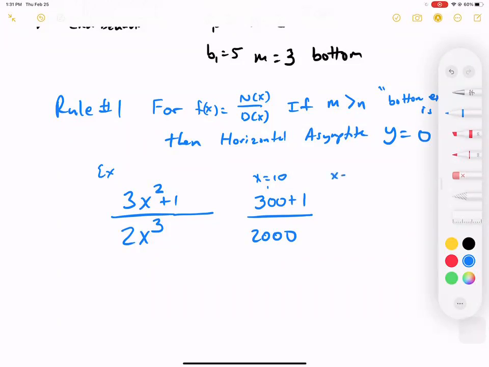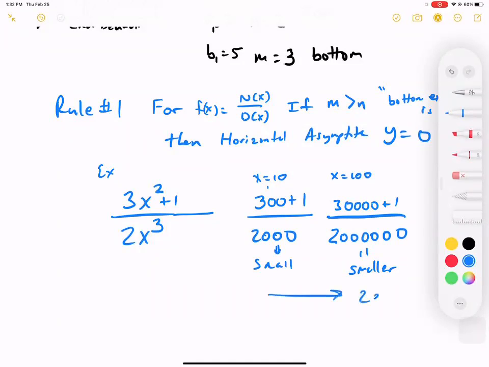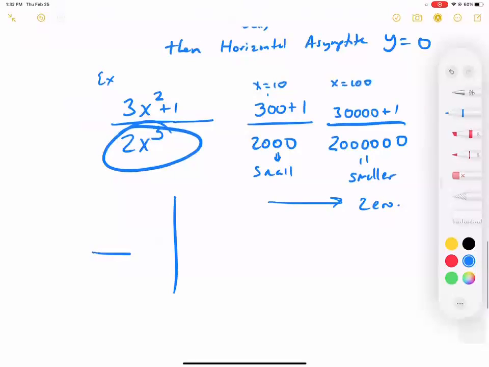What if I say x is now 100? That's 3 with four zeros, plus 1, over 2 with six zeros. What is 30,001 divided by 2 million? Isn't this even a very small number? So what happens is we end up heading toward 0. And the idea here is that as x gets bigger, who is the biggest bully that's going to win? This guy. So as x gets bigger, I can automatically tell you the graph will head toward 0.